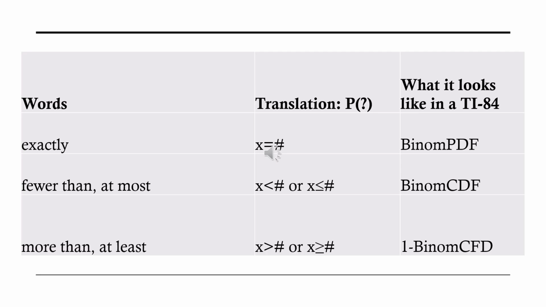However, when you have a more than or an at least, that's an x is greater than or an x is greater than or equal to, and we actually want the right side. So what we do is we take 100% of everything under the bell curve and subtract off the part that's on the left, which is why we have 1 minus the binomCDF. So the binomCDF is going to be the left side, and so what we do is we say everything minus the left side that we don't need, and then we have the right side that they ask for.